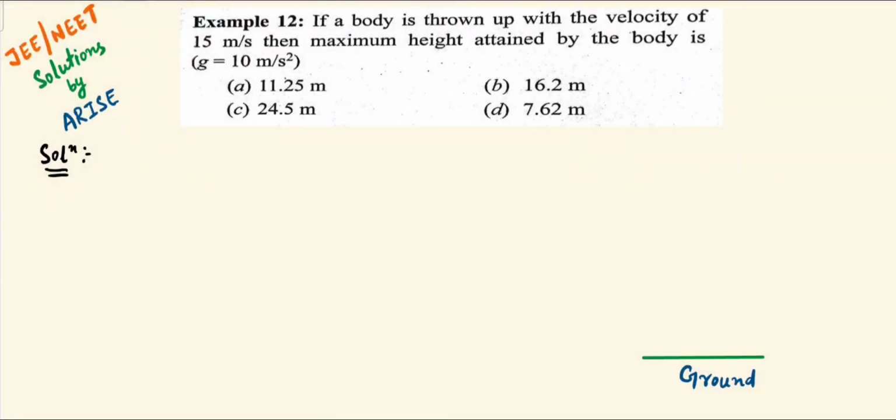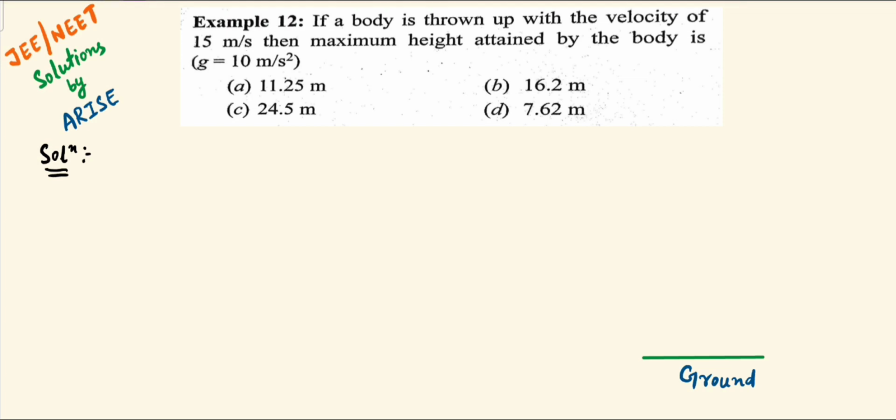Hi everyone. The question given is, if a body is thrown up with velocity of 15 meter per second, then the maximum height attained by the body is. The options given are 11.25 meters, 16.2, 24.5 and 7.62 meters.